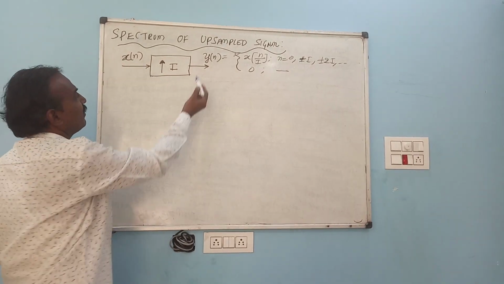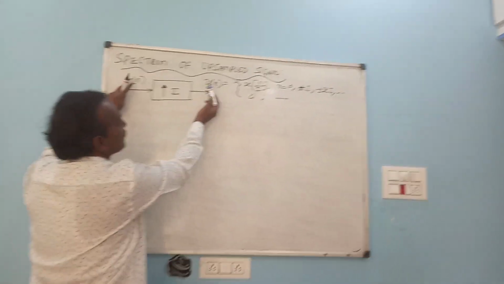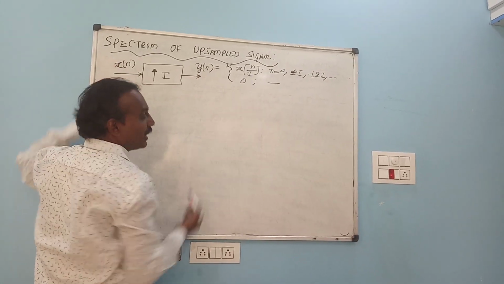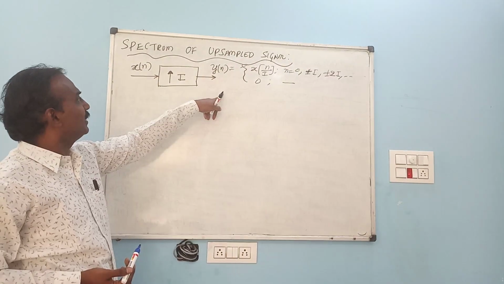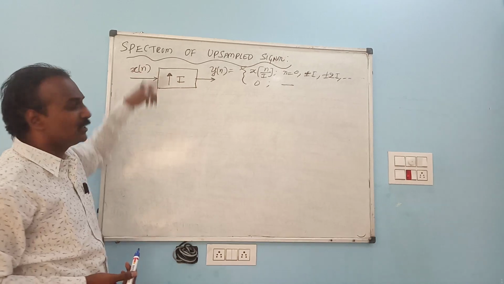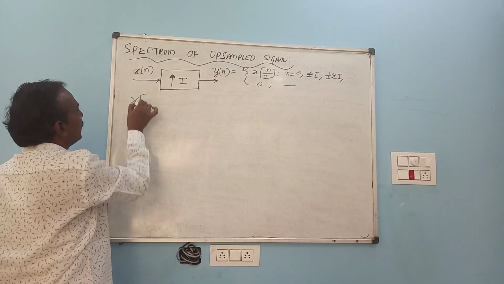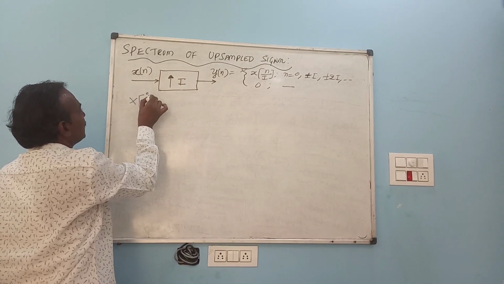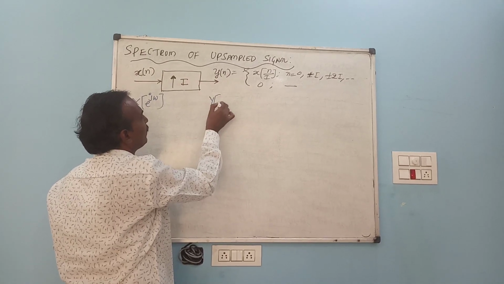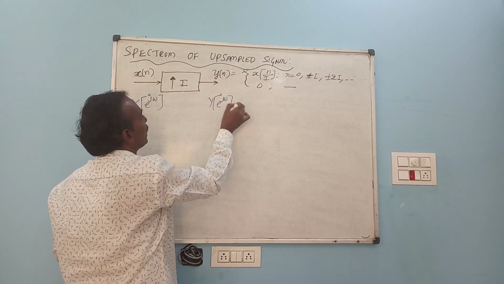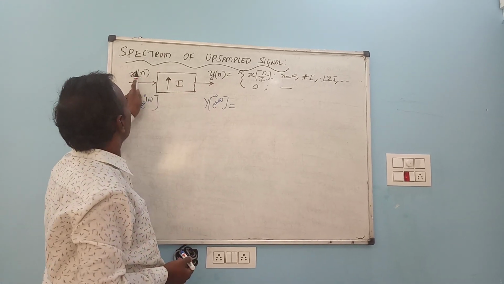Now this is the relation of the output, the upsampled version of the input discrete time signal x of n, in terms of the time domain. The frequency domain version after upsampling is called the spectrum. If I convert this to the frequency domain, this is X of e power j omega, and for y of n, it is Y of e power j omega.